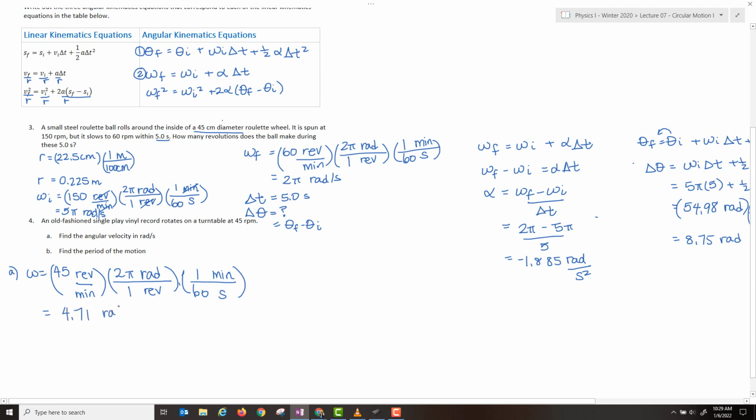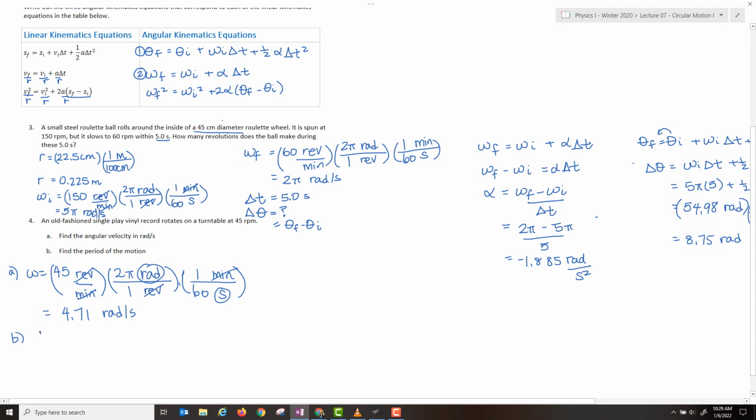And that would be radians per second. So we can see revolutions cancels, minutes cancels, and I'm left with radians per second. All right, so that's A. And for part B, it says find the period of the motion.